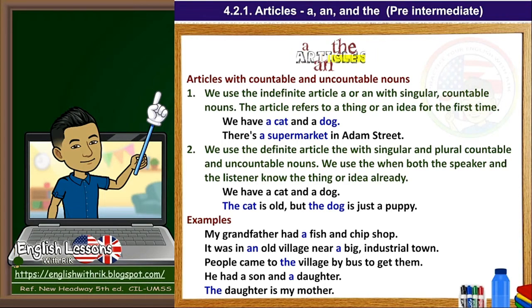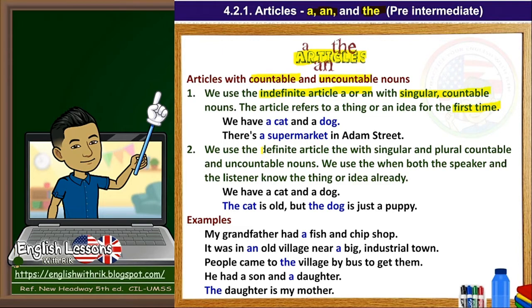Articles. A, an, and the. Articles with countable and uncountable nouns. We use the indefinite article a or an with singular countable nouns. The article refers to a thing or an idea for the first time. We have a cat and a dog. There's a supermarket in Adam Street.